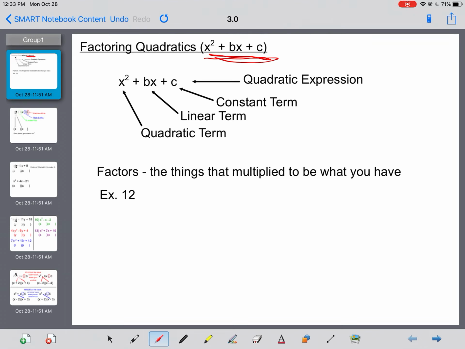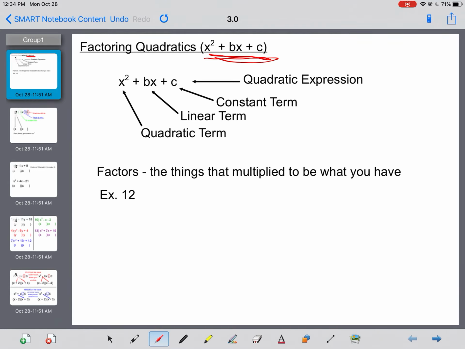This is a quadratic expression. It's an expression, not an equation, because no equal sign yet. Once we throw an equal in there, then it's an equation. The c term at the back is a constant term. It's just going to be a plain number. The bx term in the middle is a linear term, and that first term that's squared is the quadratic term. Doesn't matter what letter it is. It can be any variable. Your b and your c are going to be constant numbers.